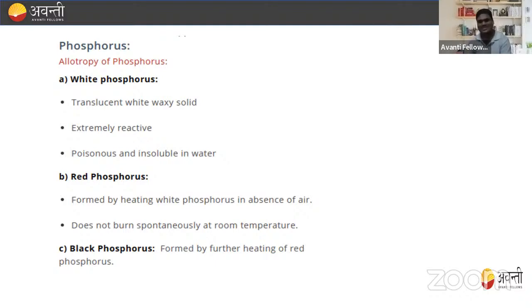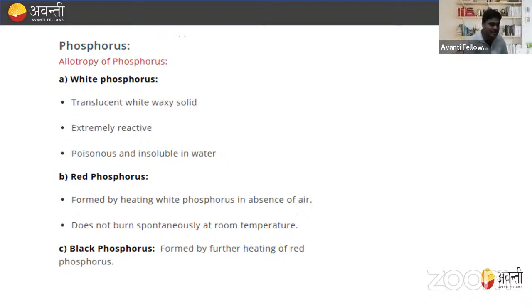It does not burn spontaneously at room temperature, right? Red phosphorus is formed by heating white phosphorus in the absence of air. Black phosphorus is formed by further heating of the red phosphorus. So always remember these three in sequence: white, red, and black. White phosphorus, red phosphorus, and black phosphorus.